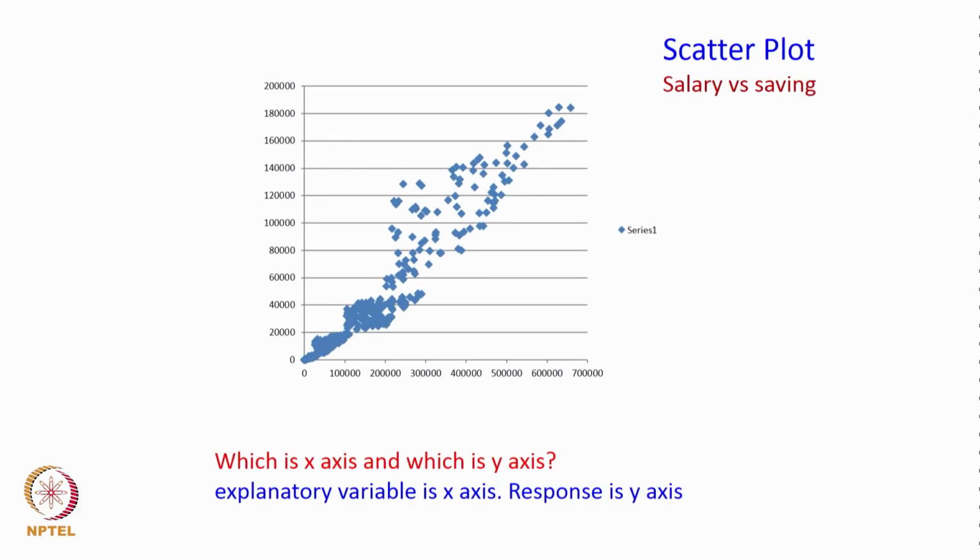Now, let us look at some data and let us say that we are trying to look at the association between salary and saving. So, we have two variables, one is the salary of the person and the other is the saving of the person. One of the variables acts as the x variable or the x axis variable, and the other variable acts as the y variable or the y axis variable. Generally, the explanatory variable is the x axis variable and the response variable is the y axis variable.